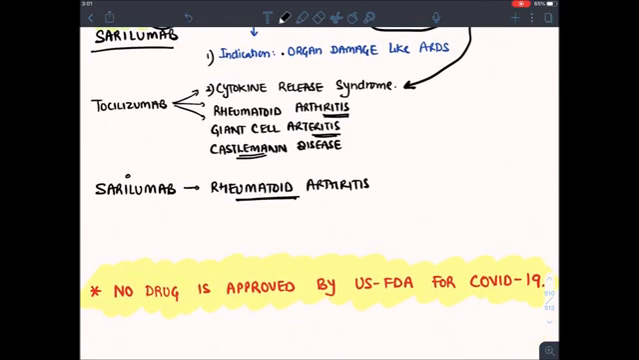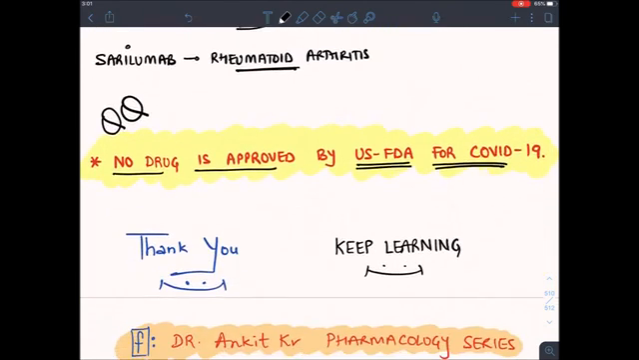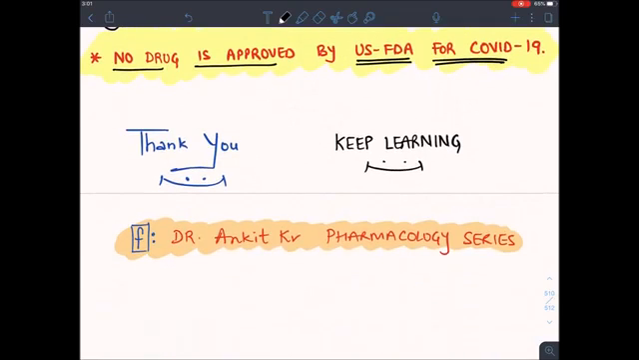But the very important point you have to remember is that none of the above drugs, which we have learned till now, has been approved by the American FDA, Food and Drug Administration. So no drug till now has been officially approved by the US FDA. So you have to remember this part. We are still exploring the treatment options for COVID-19. So this is all you have to remember about COVID-19.